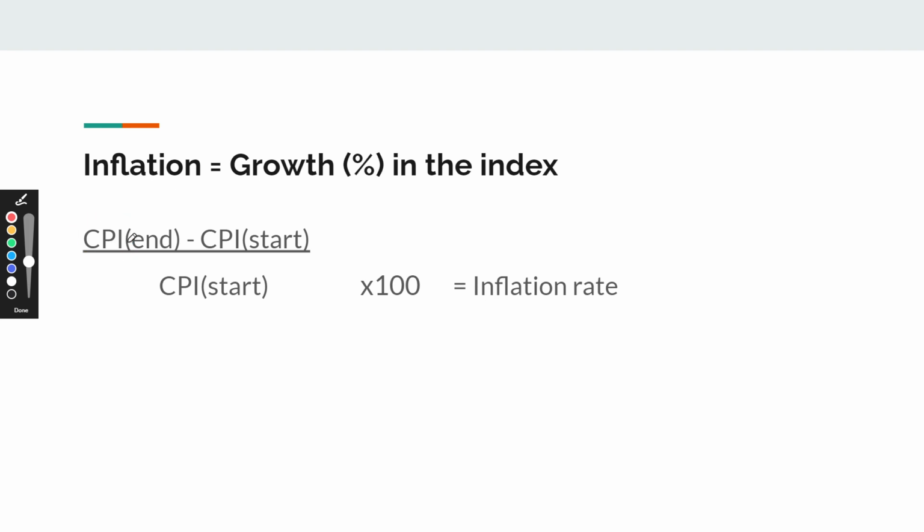So we do the CPI at the end minus CPI at the start. And what that really tells us is what was the change in the CPI index number. To express it as a percentage, we then divide it by CPI at the start, times it by 100, and we get our inflation rate. And that's exactly what the ABS does.